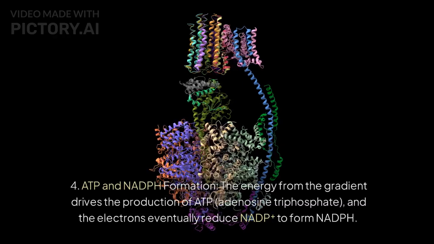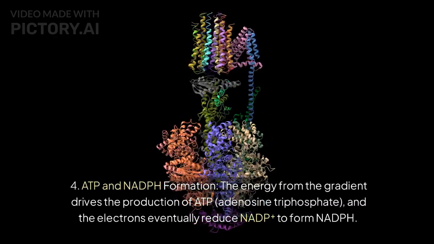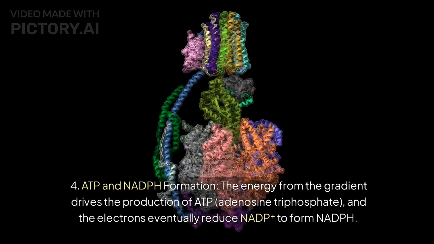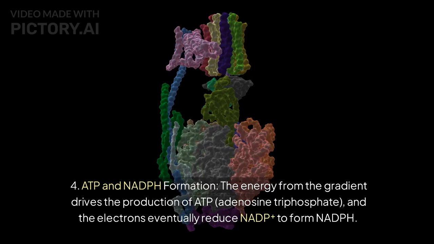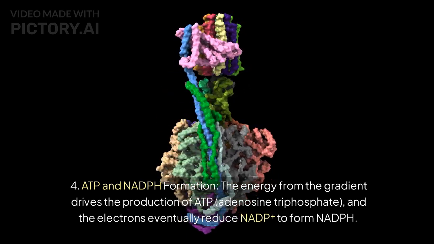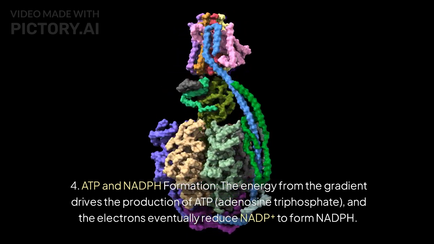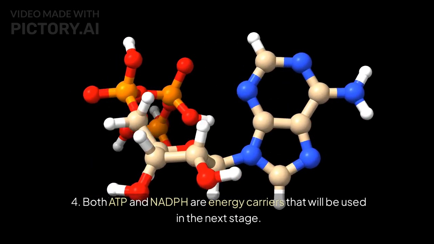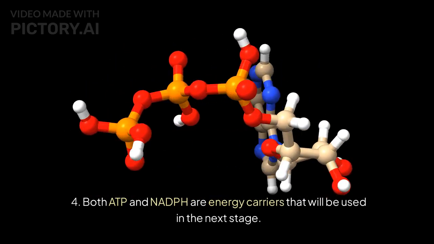gradient. 4. ATP and NADPH formation. The energy from the gradient drives the production of ATP, adenosine triphosphate, and the electrons eventually reduce NADP+ to form NADPH. Both ATP and NADPH are energy carriers that will be used in the next stage.